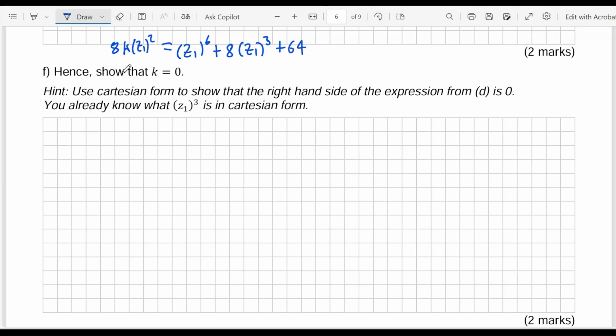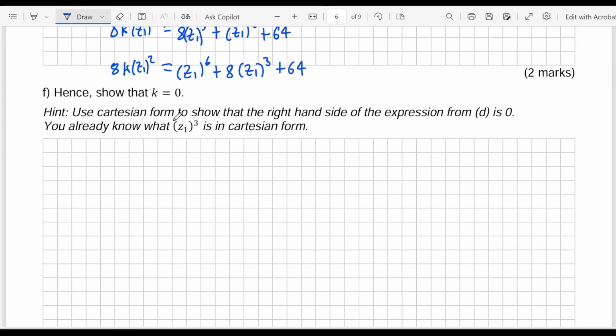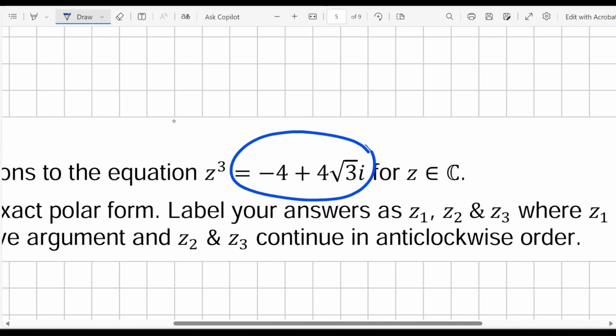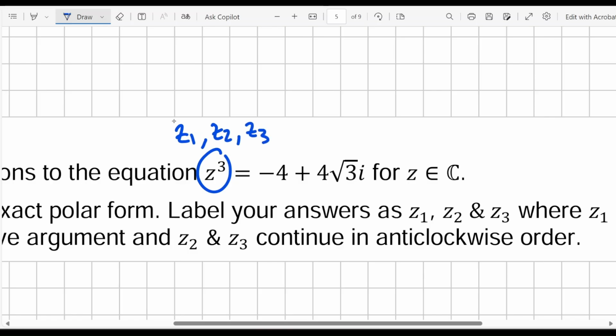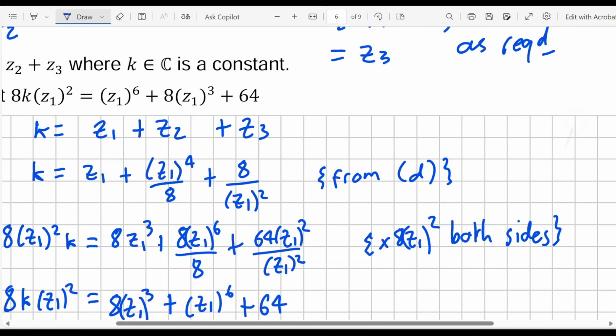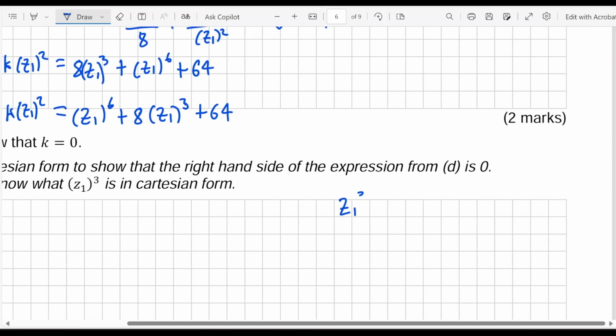Hence show that k equals 0. Use Cartesian form. So we already know what z1 cubed is. Z1 cubed is this number here, minus 4 plus 4 root 3i. Because remember, Z1, Z2, and Z3 were all solutions for this possible Z value. Z1 cubed is that number there. So, Z1 cubed, I might just make a note, is minus 4 plus 4 root 3i.